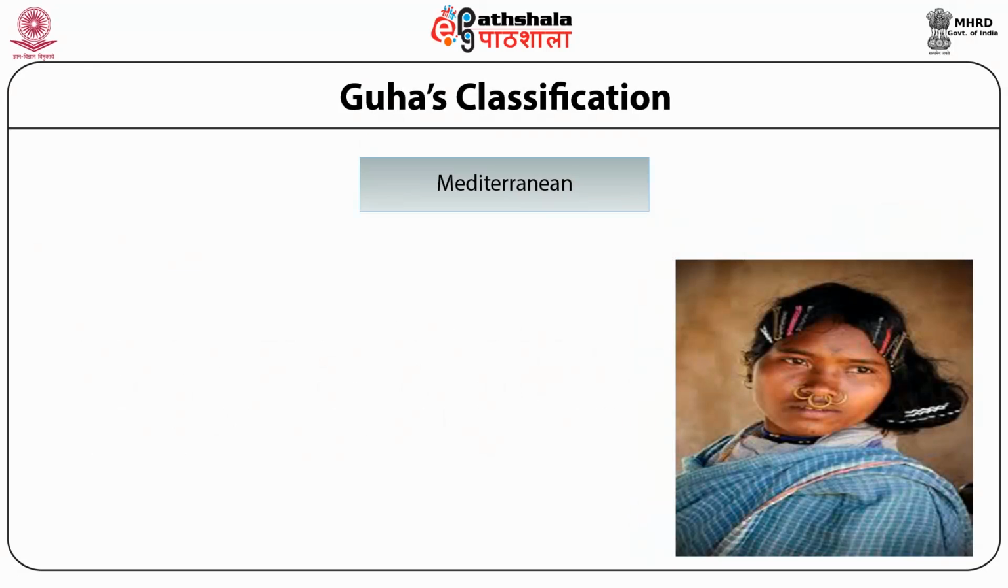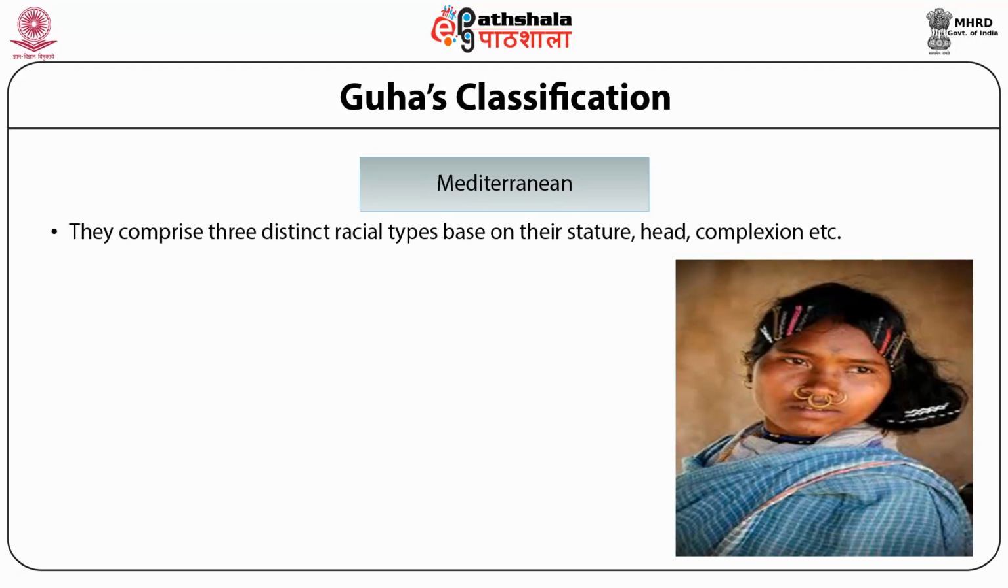Mediterranean or Dravidian type is the fourth type. They comprise three distinct racial types based on their stature, head, complexion, etc. The first one is Paleo-Mediterranean. They have medium stature, dark skin with slight build. The head is long, narrow and vault high with bulbous forehead and slightly projecting occiput. Face is usually narrow, prominent, moderately broad and fleshy. Facial and body hairs are scanty. The representatives of this type are the Tamil, Telugu, Brahmins and Nayars.